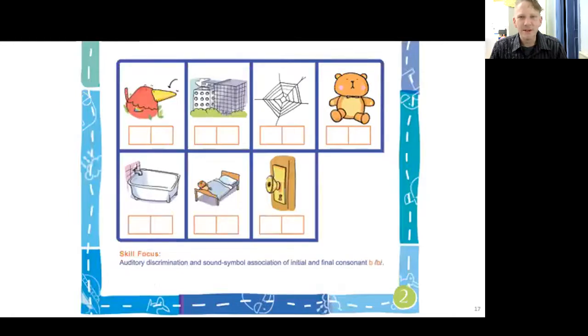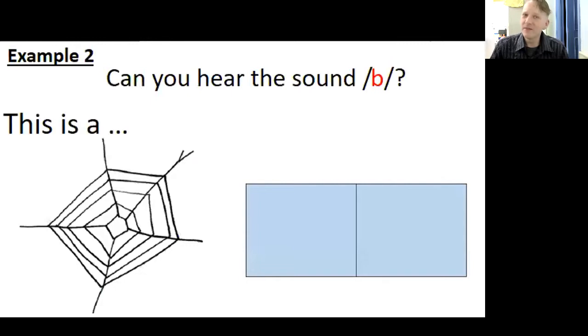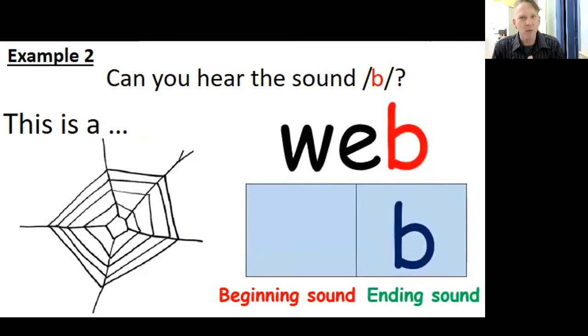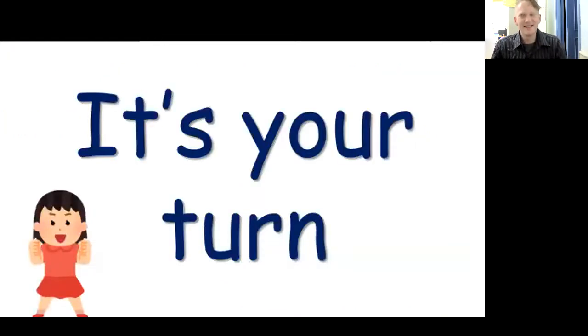Let's look for it. Can we find it here? We found it. There it is, right between the building and the teddy bear. And now this is a web. Is it a beginning sound or ending sound? Let's say it one more time. Web. That's correct. If you said ending sound, you are correct. B is at the end of the word web. Say it again. Web. Very good. Let's go to the next one. It's your turn now. Are you ready? That's right. Here we go.